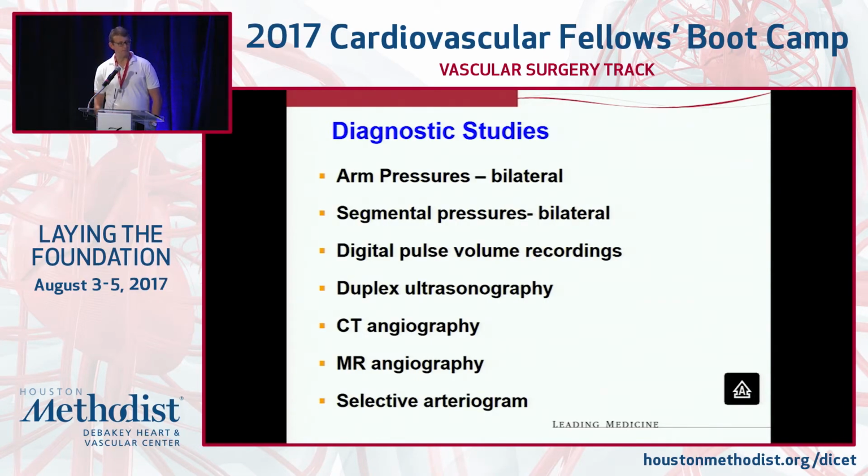So how do you work this up? You're in the office and you have to have an algorithmic approach, and I think it comes down to two types of things. You need some physiologic studies, and then you need some anatomic road mapping studies. The physiologic studies that would supplement your physical exam are bilateral arm pressures, segmental pressures at different levels of the arm, and digital pulse volume recordings comparing the affected side to the unaffected side. This can then be followed with more anatomic investigation, first via duplex ultrasound, then via either CT or MR angiography, or potentially selective subtraction angiography.